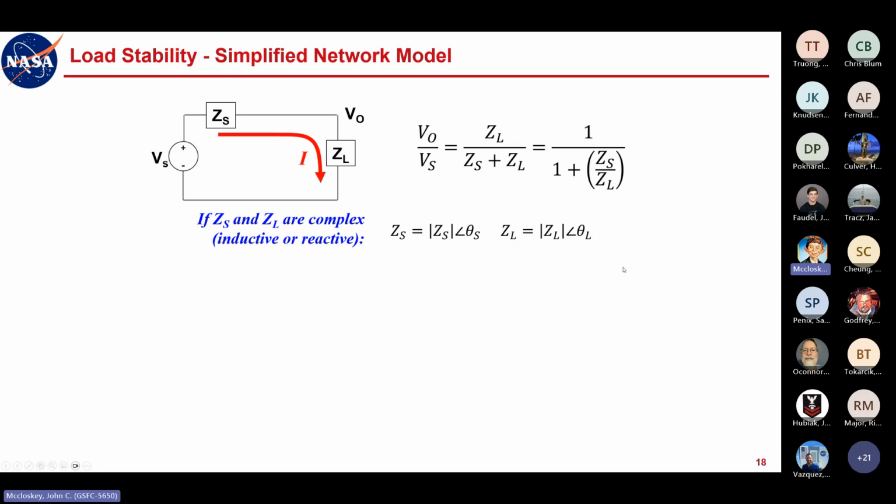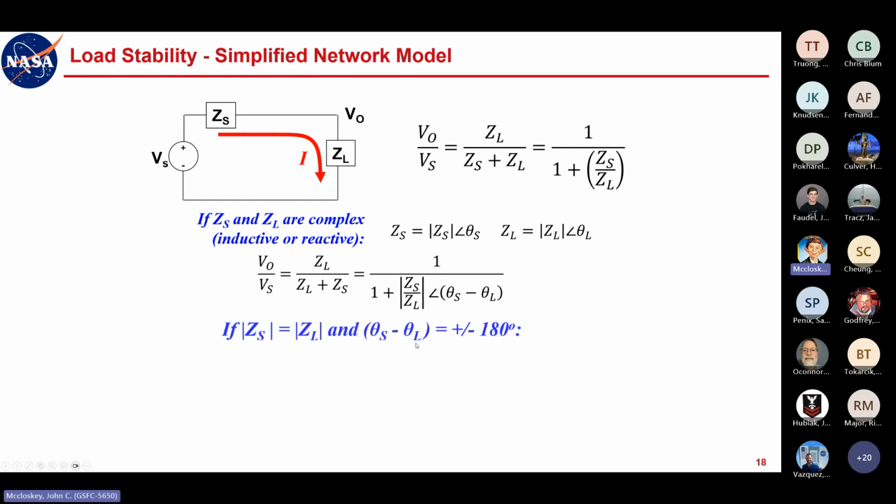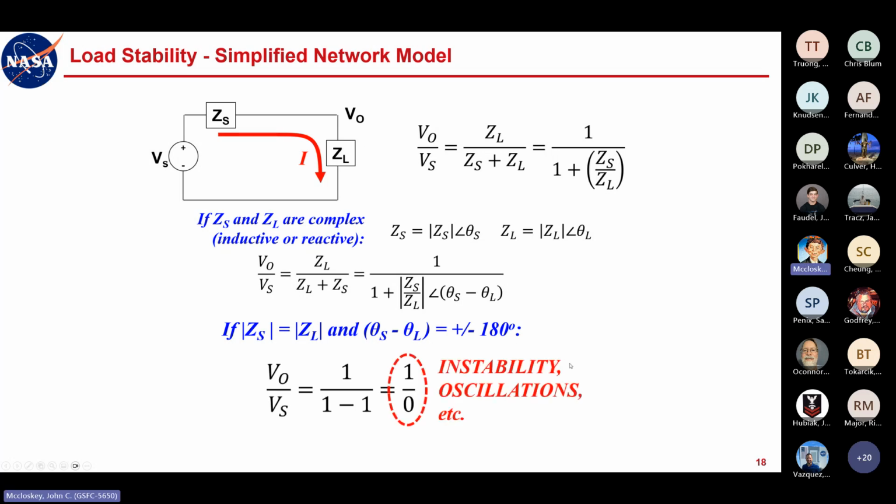they'll have some magnitude and phase. And so you can express the voltage divider this way with magnitude and phase. So if the magnitudes are ever equal and their phases are exactly 180 degrees apart, well, you basically get a divide by 0 thing going on here. You get 1 minus 1 in the denominator. You get a divide by 0 mathematically, but that leads to instability and oscillations and so forth.